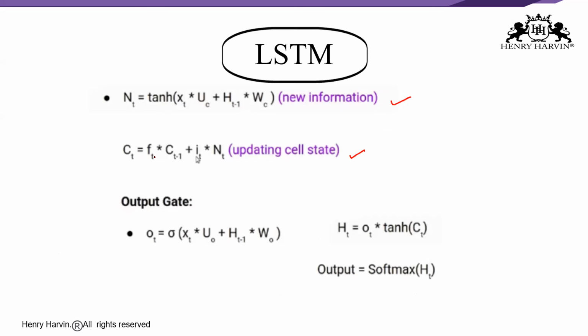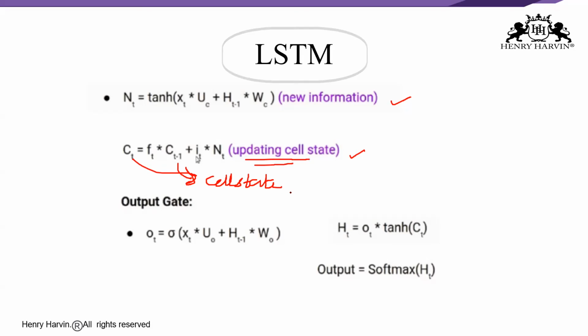So what is happening now? ct = ft * ct-1 + it * nt. What is ct-1? ct-1 is the cell state at the previous timestamp, and the others are the values we have calculated previously. Sorry, I'm talking about ct: ct is the cell state. Hope it is clear. Now the next one is about the output. Let me give you another sentence. This is happening here, updating the cell state.